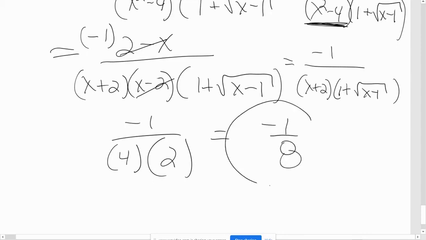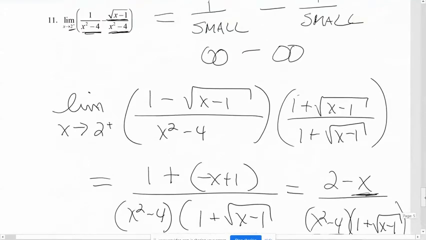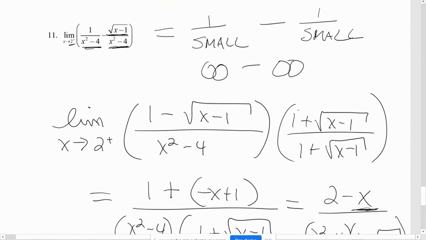If I plug in infinity there, that's going to be e to the infinity, which is infinity, and 6 times infinity, which is also infinity. So again, L'Hopital's didn't help us, but we have infinity over infinity, so I can do L'Hopital's again.